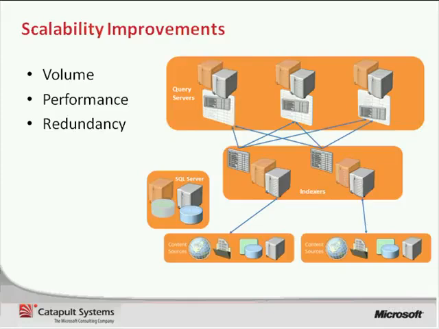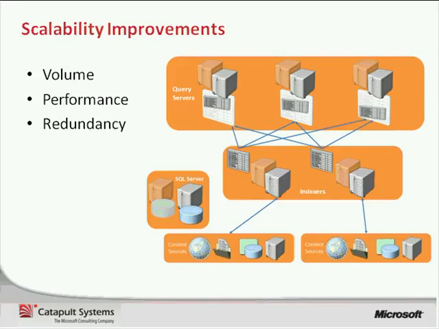So let's talk a bit about scalability improvements here and just kind of go down the rabbit hole a little bit, and then we'll come right back out. But the key point here is that multiple indexers have now been incorporated into the scalability improvements for search. For those of you who have MOSS 2007 implementations or SharePoint 2007 or SharePoint 3.0 implementations, we all know that the index server was the single point of failure. So that's no longer the case.